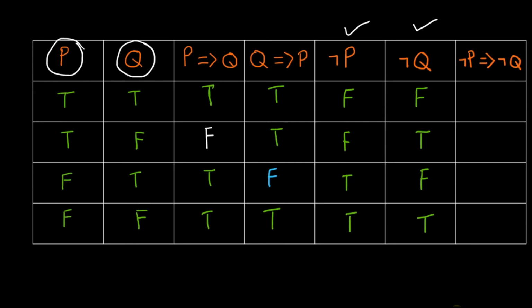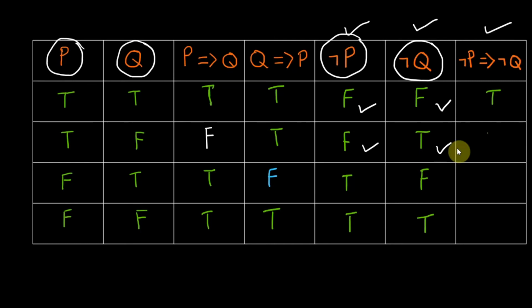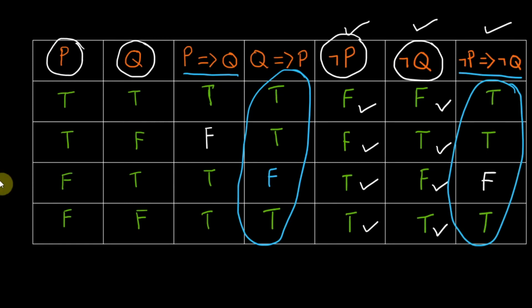To evaluate the not P implies not Q column values, we use the not P and not Q columns. When not P is false and not Q is false, not P implies not Q is true. When not P is false and not Q is true, not P implies not Q is true. When not P is true and not Q is false, not P implies not Q is false. When not P is true and not Q is true, not P implies not Q is true. When we compare P implies Q with its inverse, not P implies not Q, both are different. But the output of the converse is the same as that of the inverse, which means that they are logically equivalent.